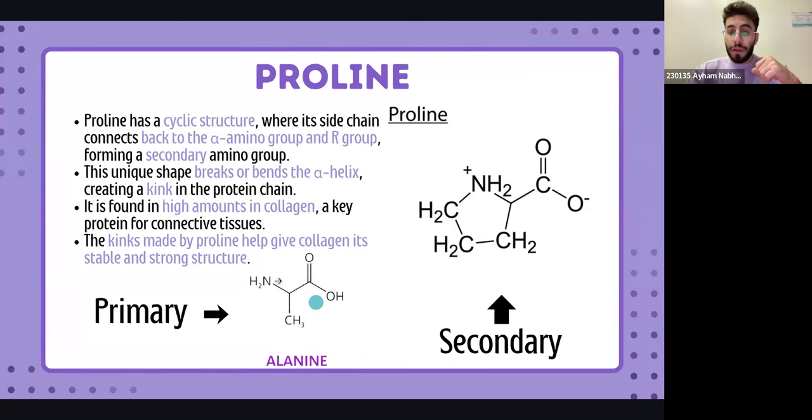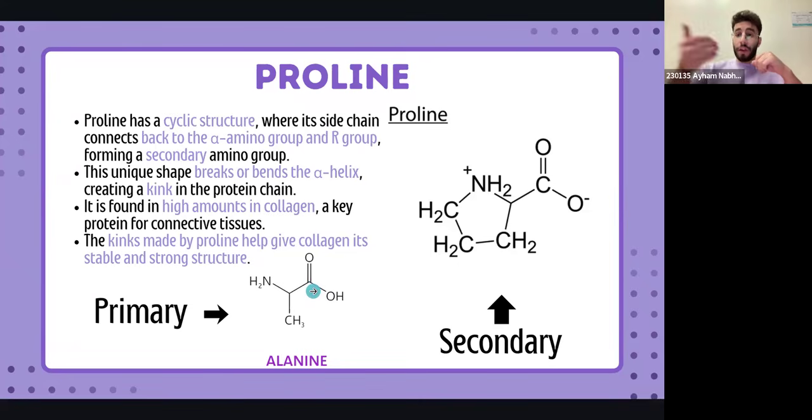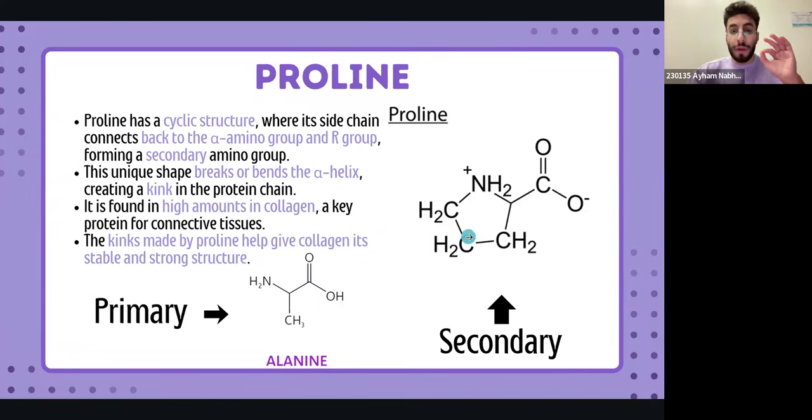Whereas in a primary amino acid, as you can see here in alanine, there is no cycling, there is no folding, and there is no returning or coming back into the R group. So proline is a secondary amino acid. This is very important information.